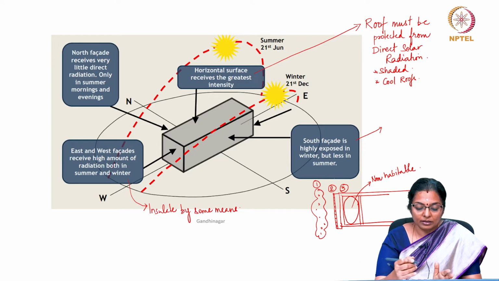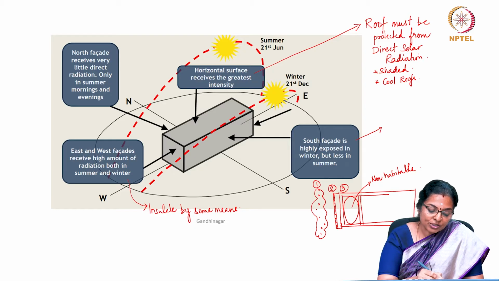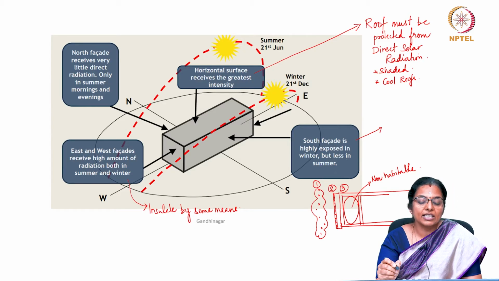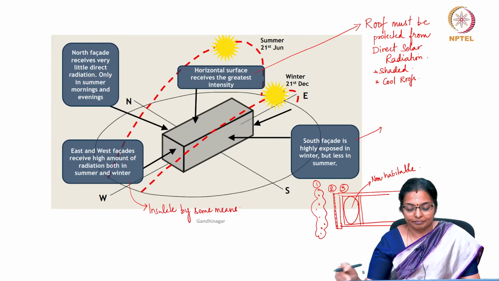And for a climate like Gandhinagar, it is best to orient this building in such a way that the east and the west have minimum facade areas, and the exposure to the eastern and western sun is not as much as it is to the north and south.